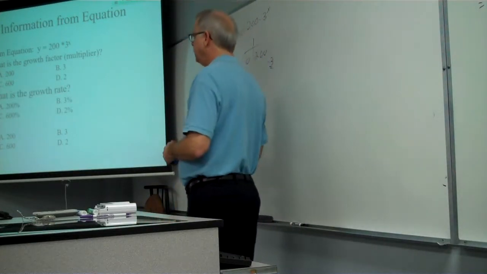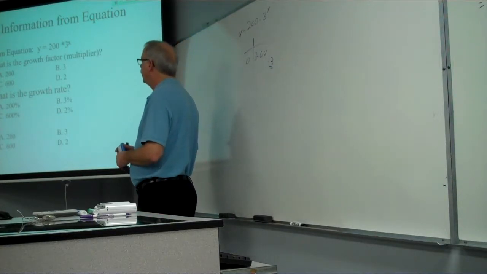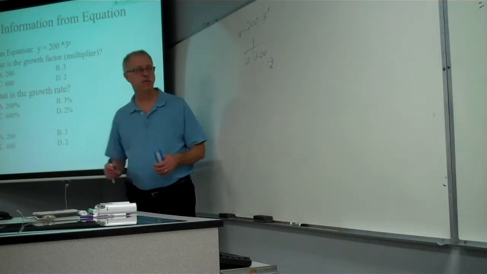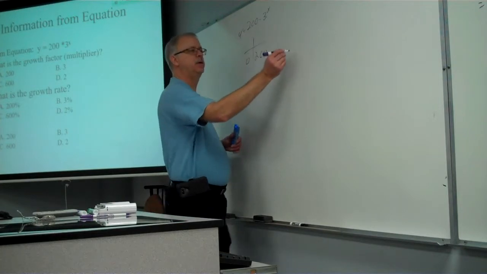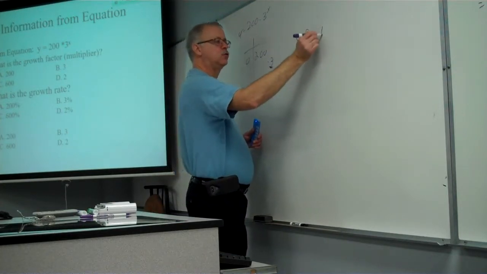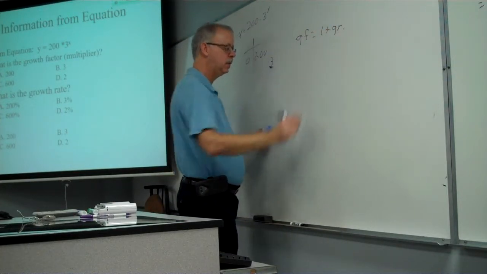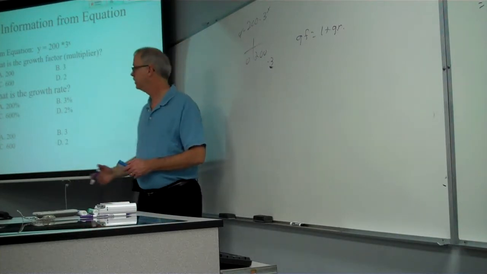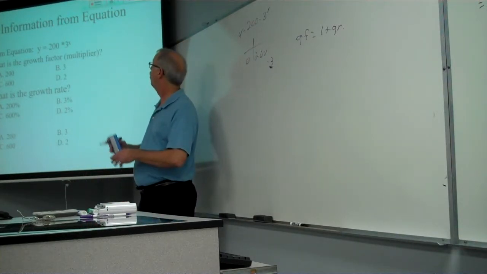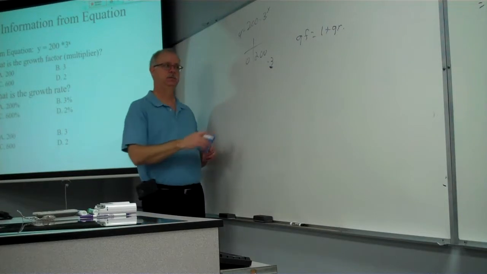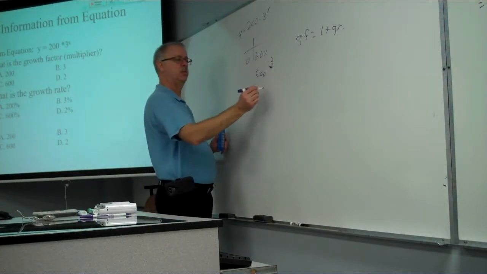My next question is, well, what's the growth rate? If we're multiplying by 3 every time, and the growth factor equals 1 plus the growth rate, what is our growth rate in this case? By what percent are we growing as we multiply by 3?